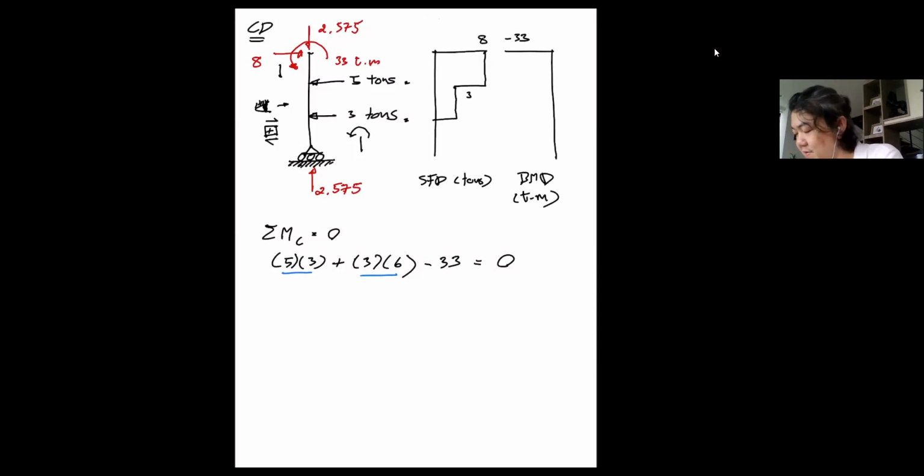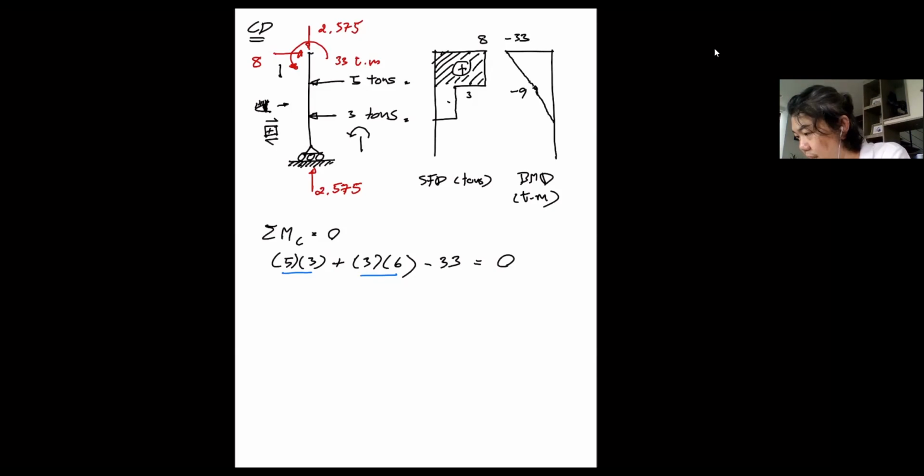So okay, I have minus 33, and then I have this positive shear area. The total area here is 8 multiplied by 3, right? So that's 24 plus. So that should bring this bending moment up to minus 9. And here the area is 3 plus 3, so it's 9. So at last, this bending moment diagram comes down to 0 at this point.